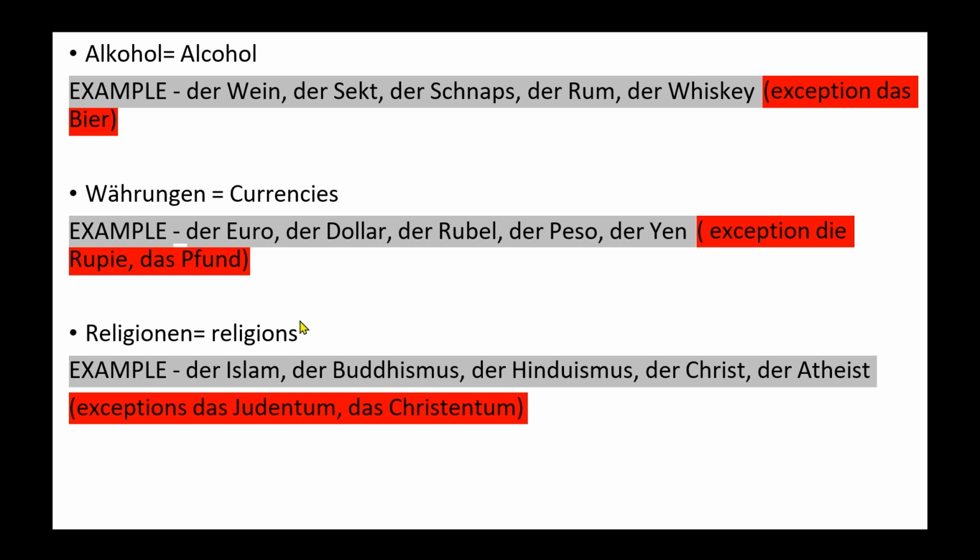And for Religionen, it means religions. Example: der Islam, der Buddhismus, der Hinduismus, der Christ, der Atheist. Exception: das Judentum, das Christentum. These are the exceptions. Christentum means Christianity. Judentum means Judaism. But all the above, the Christ, the atheist, the Hindu, the Islam, have der as their article. But for these, we have das.